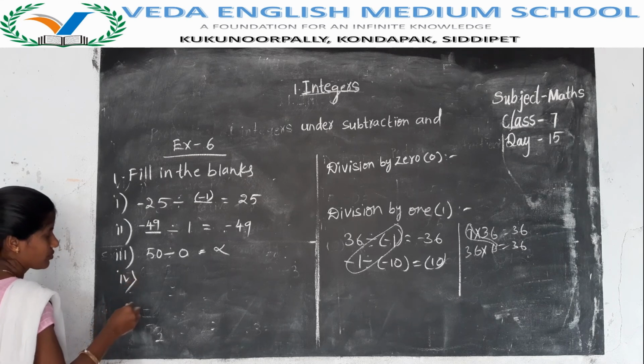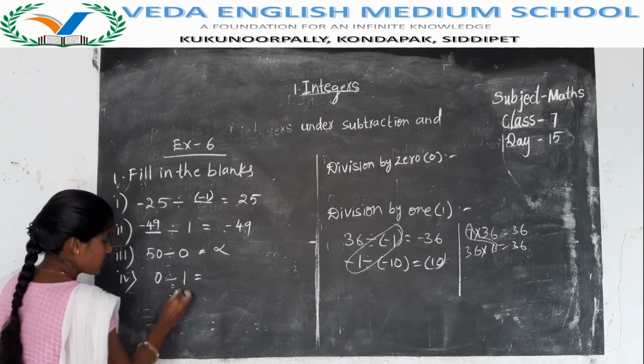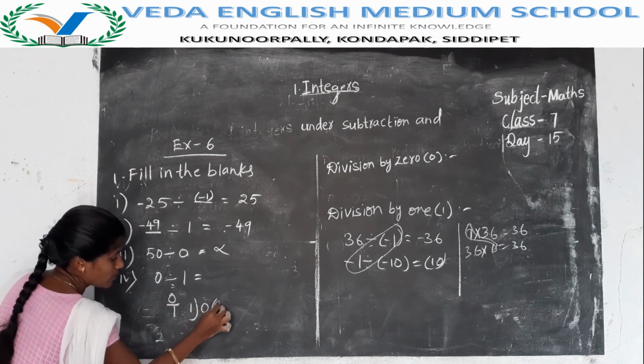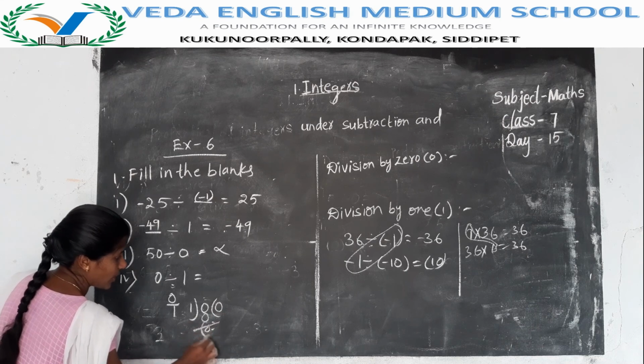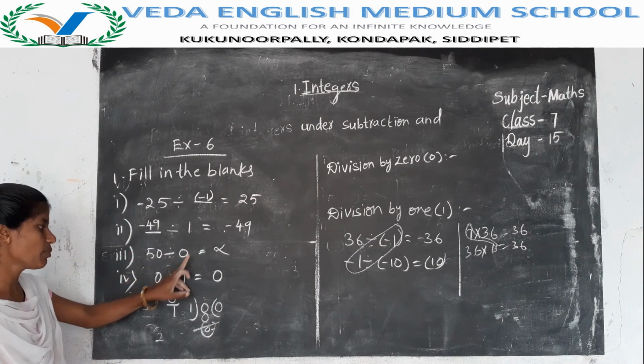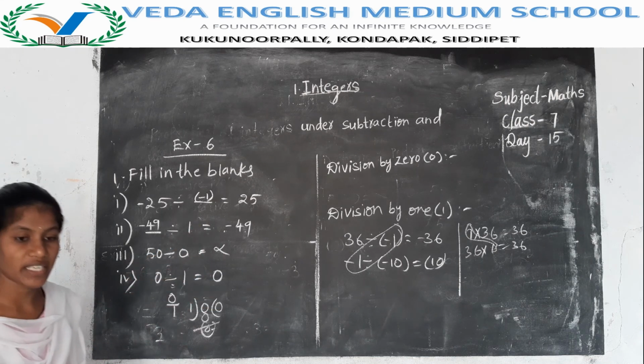Fourth one, 0 divided by 1. Yes, 0 divided by 1 can be written as 0 by 1. In the 1 table, 0 is possible, that is 0 times 1 is 0. So answer is 0. There is no possibility for any number with 0, but there is a possibility with 0 with any number. So it is up to exercise 6.